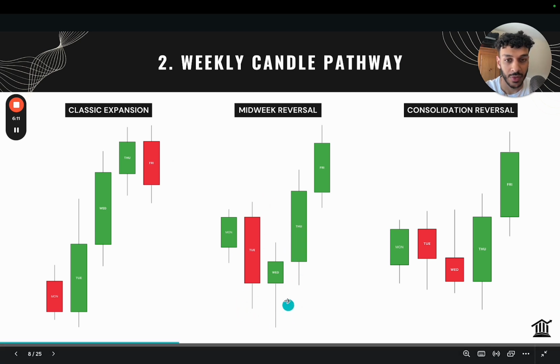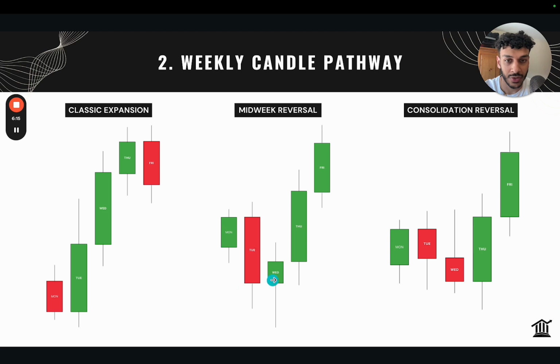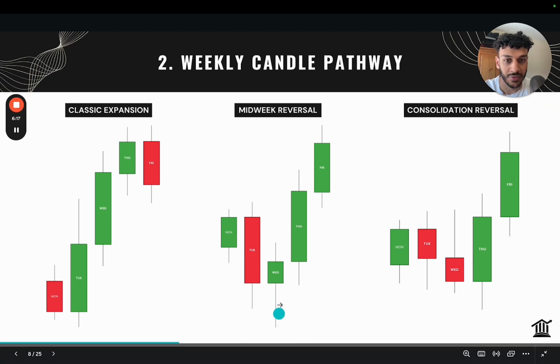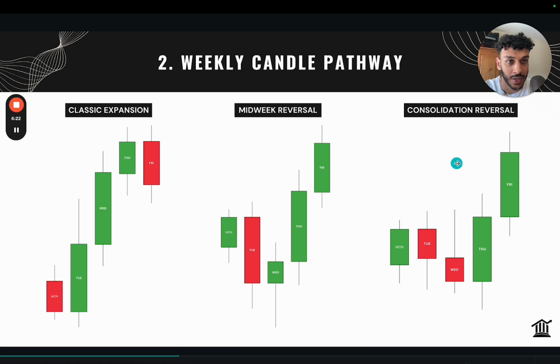Midweek reversal is when we travel towards a PD array or consolidate on the first 2 days, Wednesday tapping that higher time frame PD array, creating the low of the week, and Thursday and Friday expanding. And then consolidation reversal. This one doesn't really happen that often.